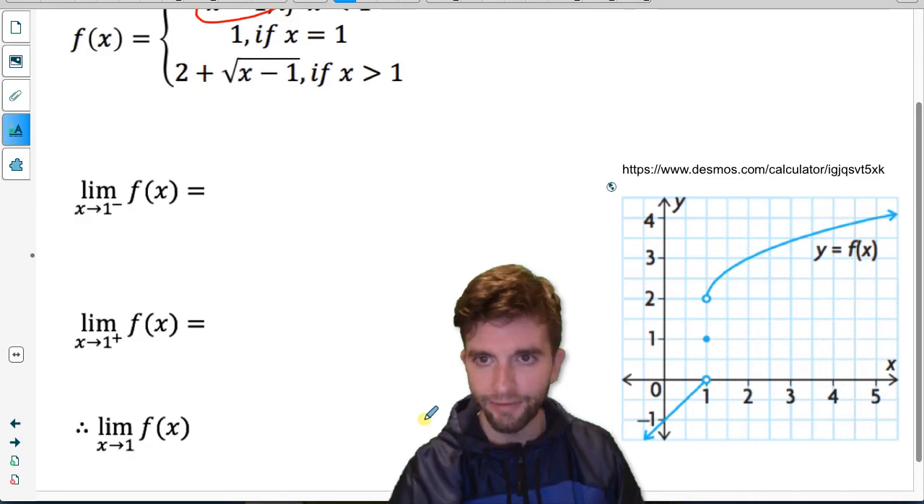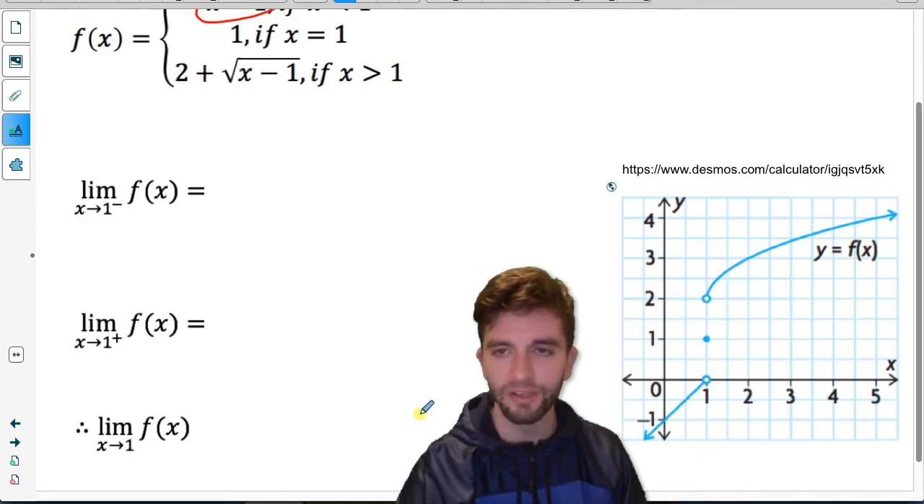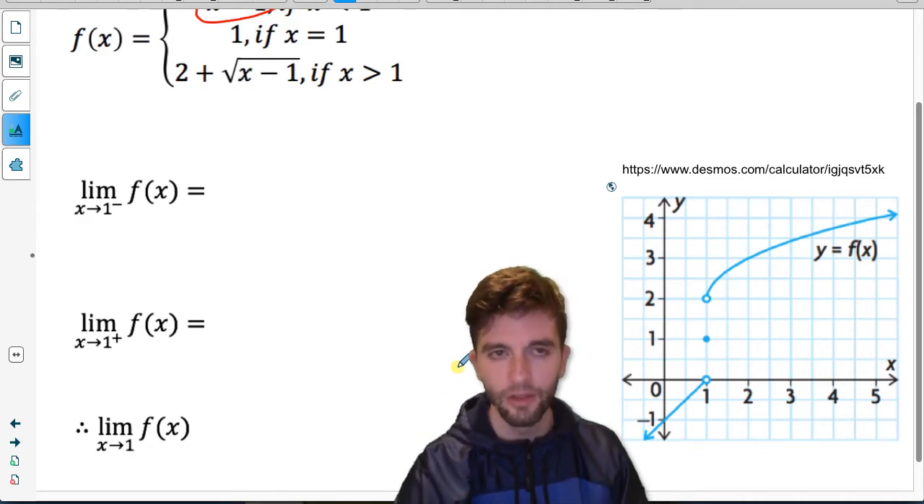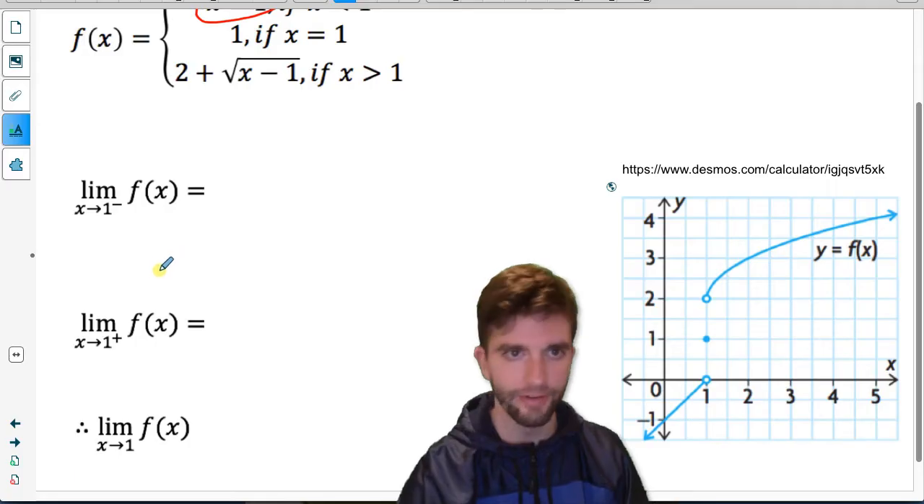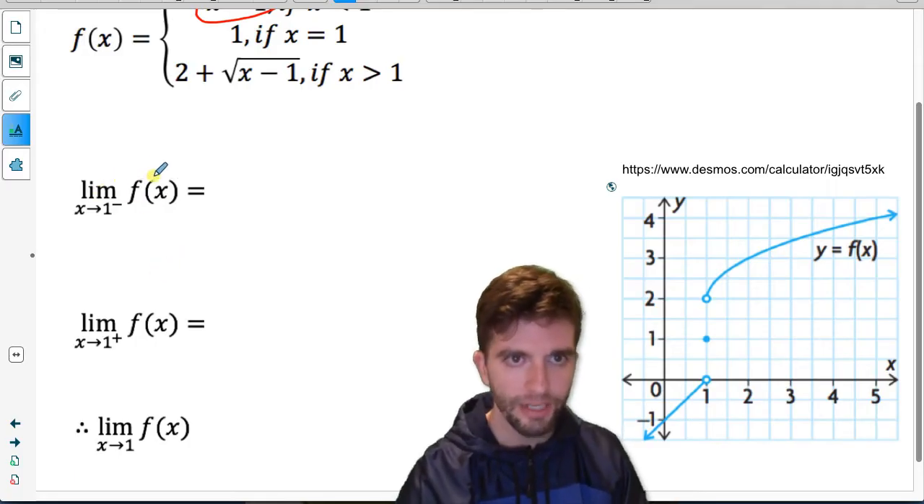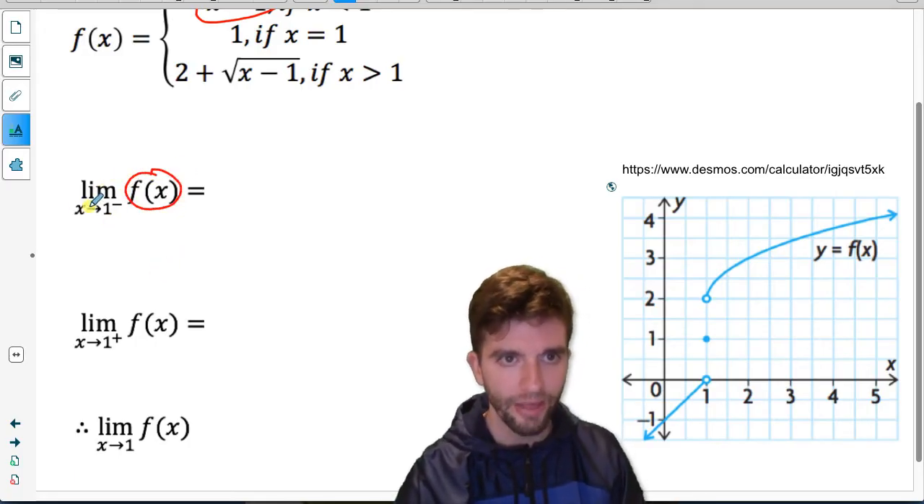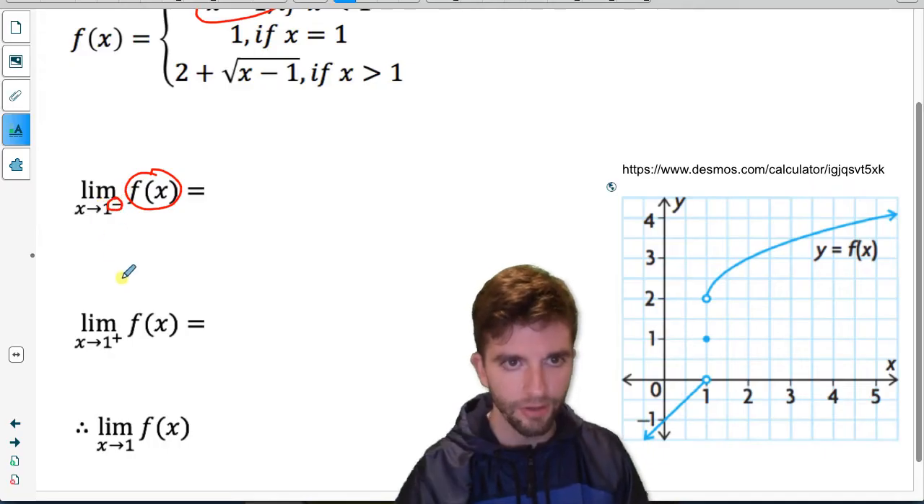Using the graph of that function, let's write some limits of that function. So when you see f of x, think y value. f of x is just function notation for the y value at a certain value of x. So we're interested in what's the limit of y values as x approaches 1 from the left of 1.